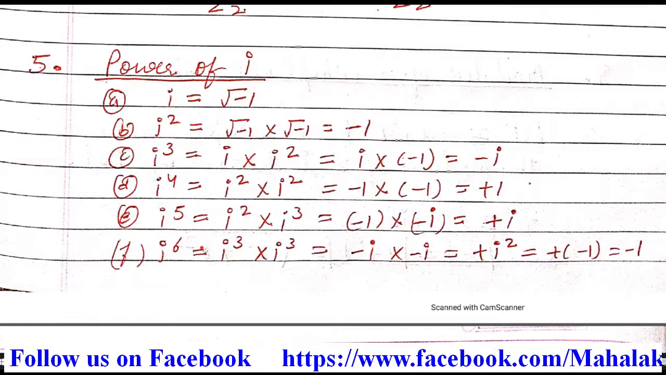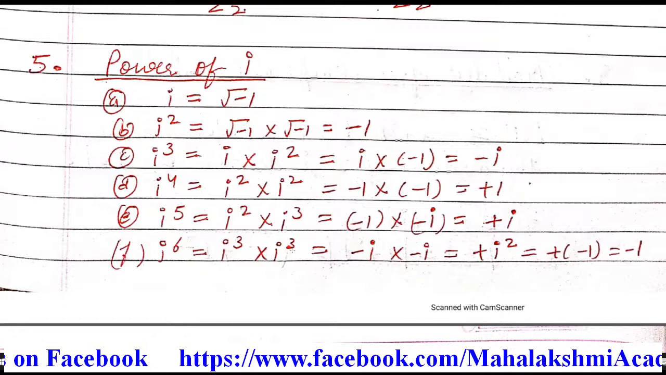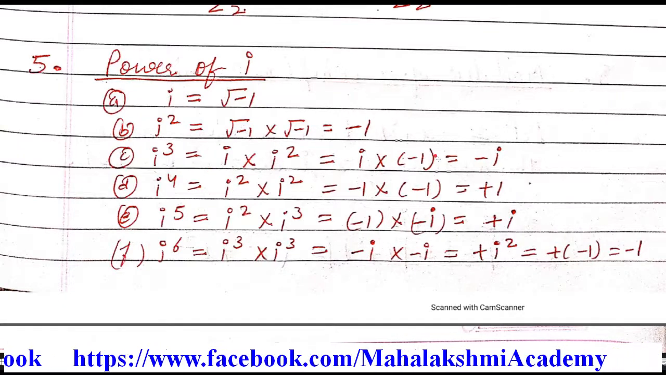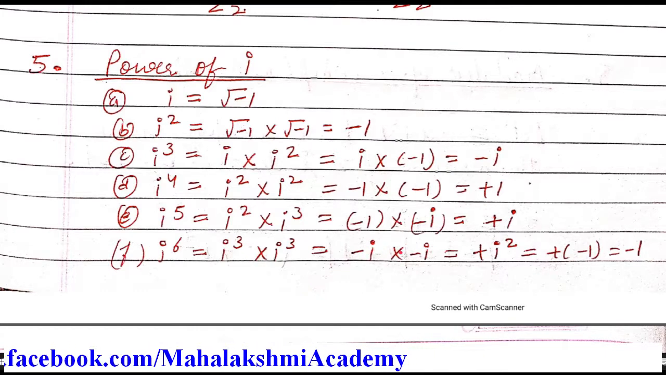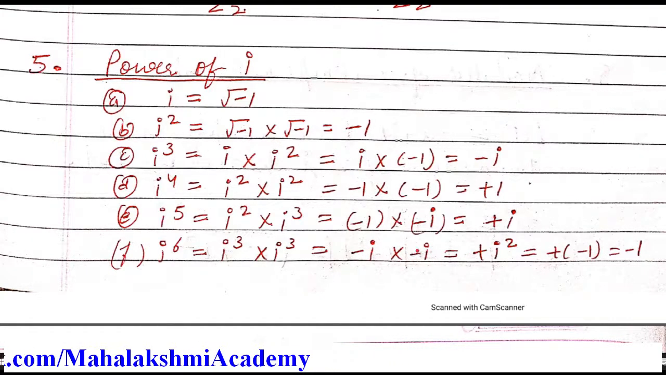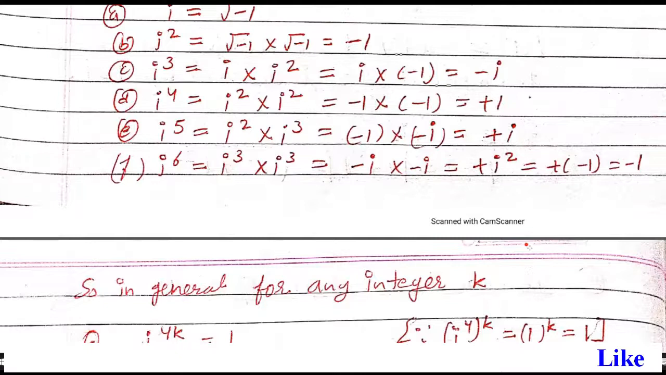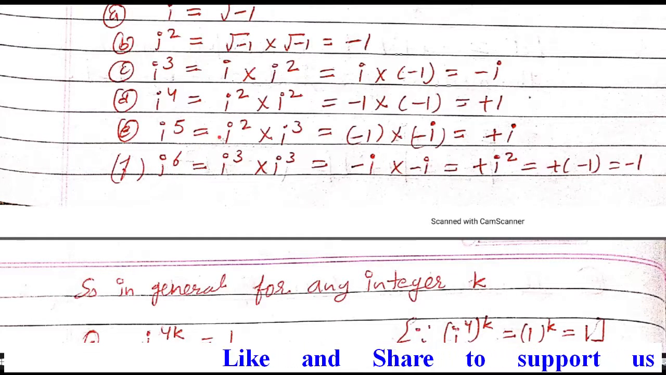Now iota power 6 you can write as iota cube multiplied by iota cube, and iota cube is what? Minus iota. So write here minus iota, and minus multiplied by minus is plus, and iota into iota is iota square, and iota square value is -1. So write here -1. So like this we can go, but it's a very lengthy method. Now if we have to generalize it, how can we calculate any power of iota in an easy, short way?